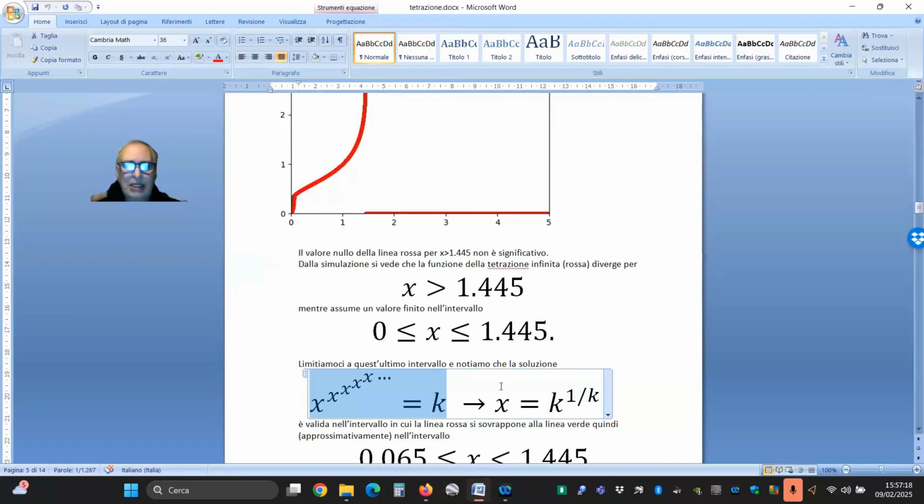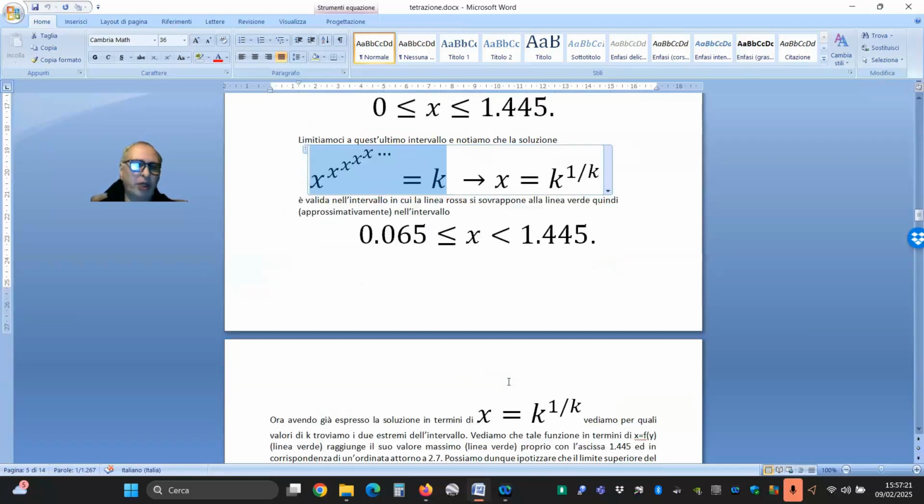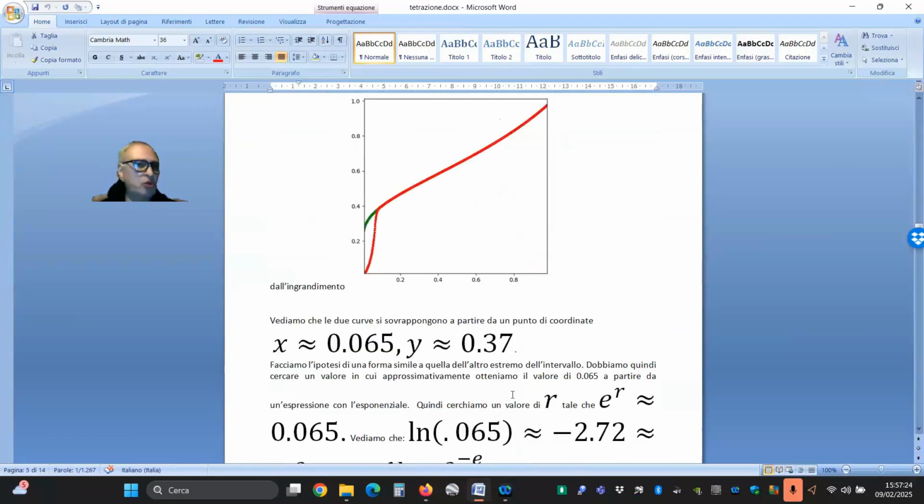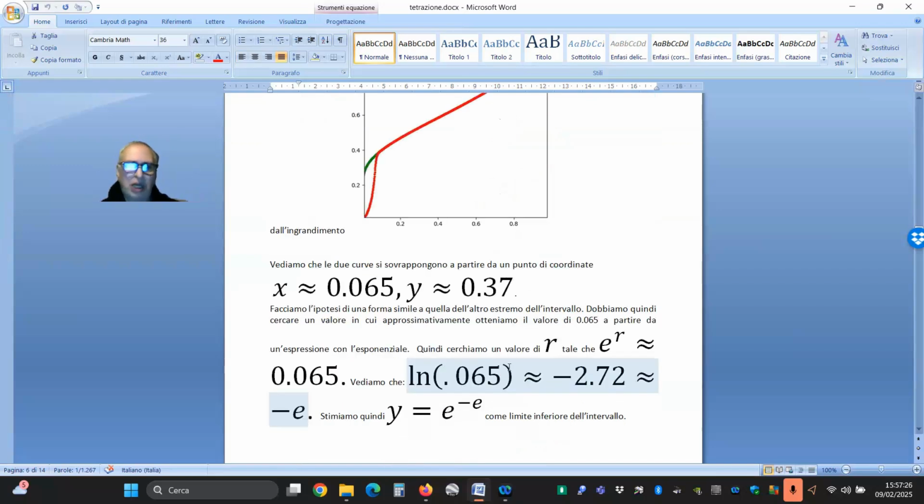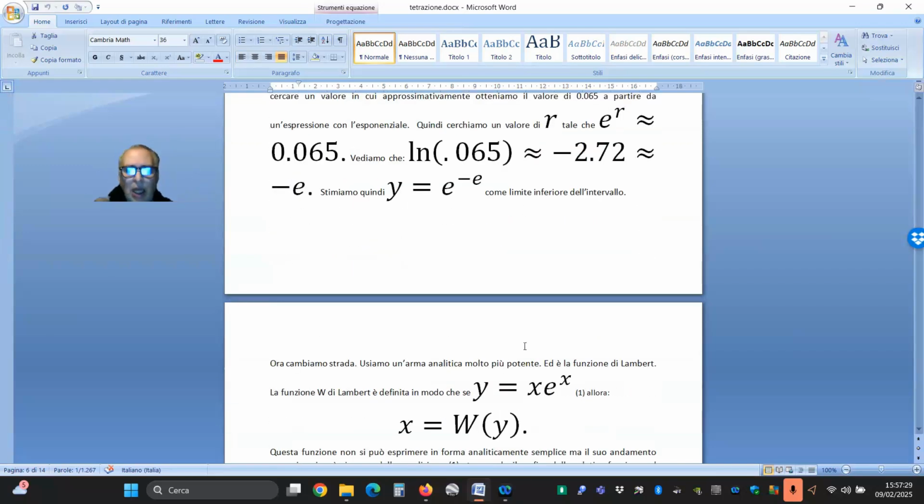And by looking for analytical solutions, the equation of infinite tetration, which is parameterized, by the way, is an exponential type equation. If you go looking around a bit, exponential equations can also be solved thanks to a very powerful tool from an analytical point of view called the Lambert function, the Lambert W function. I will call it the Lambert function.